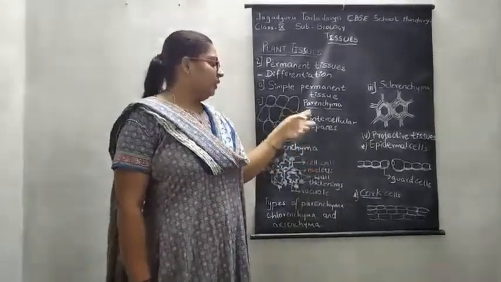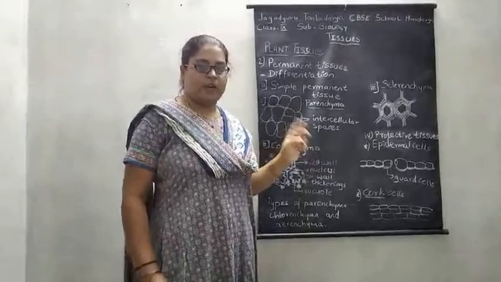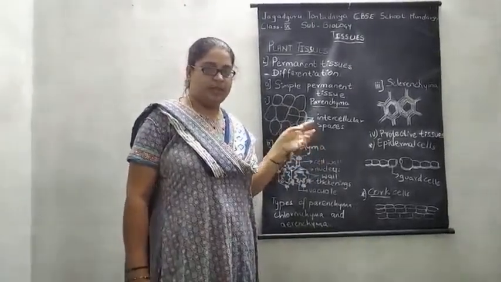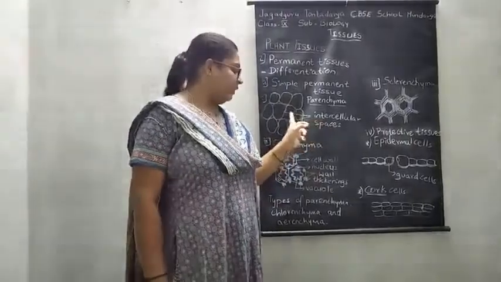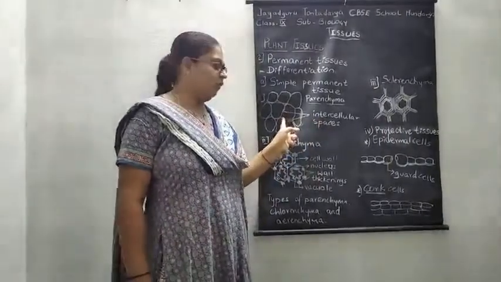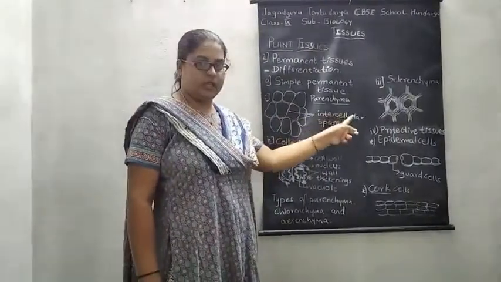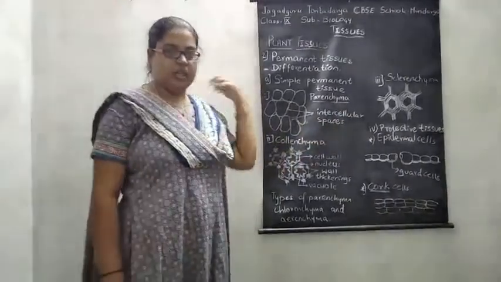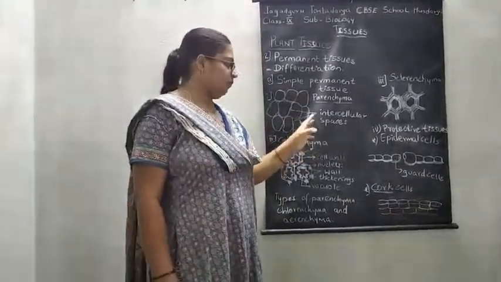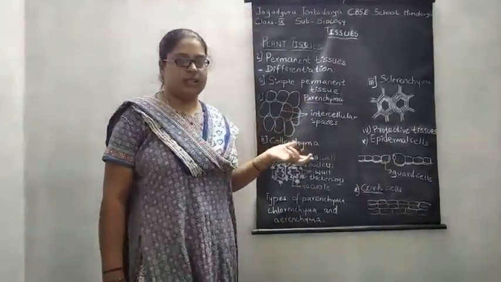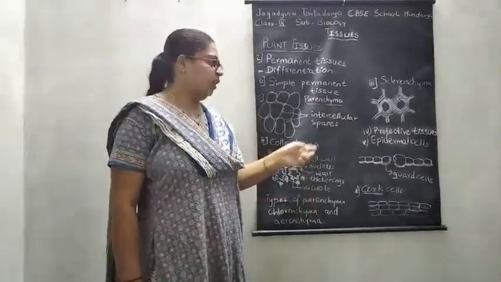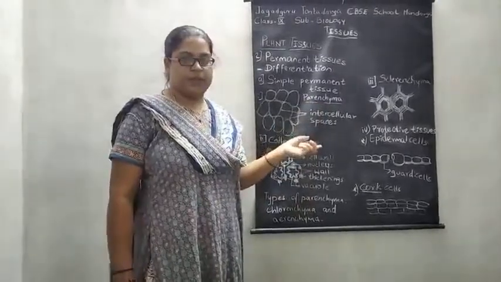Okay, and these are meant for providing protection to the plants, parenchyma cells. Okay, and these spaces, whatever you are seeing now, free space, is called as intercellular space. Okay, intercellular space, clear? And depending on what the cells store in these spaces, parenchyma are of two types.